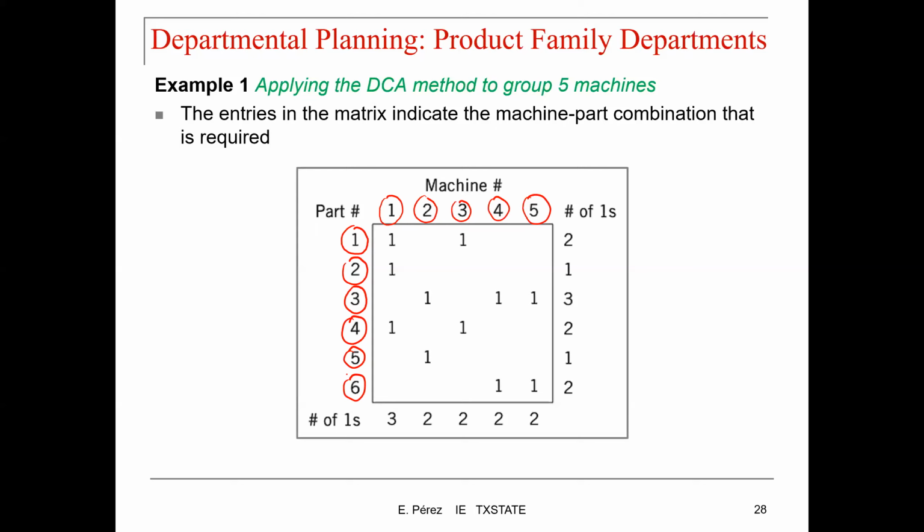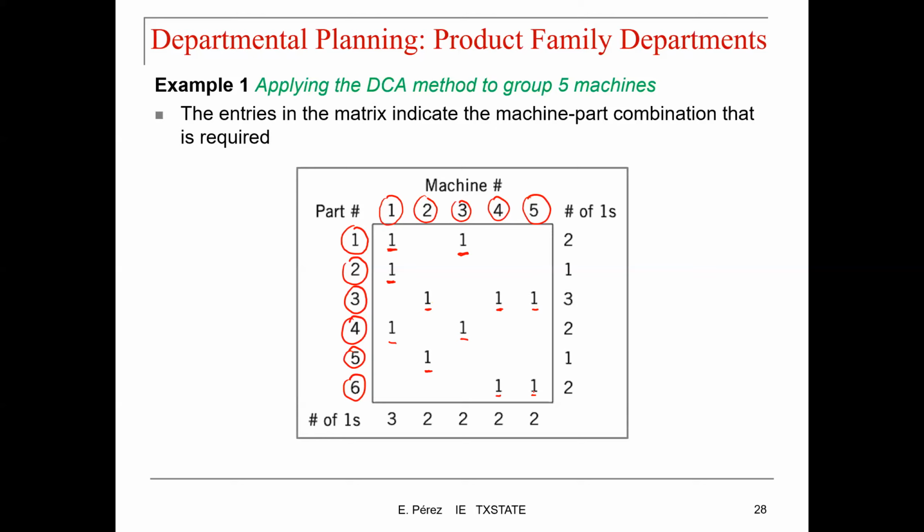A 1 means, for example, that part 1 is processed by machine 1. In this case, part 1 is also processed by machine 3. Part 2 is processed only by machine 1. Part 3 is processed by machine 2, machine 4, and machine 5. Part 4 is processed by machine 1 and machine 3. Part 5 is processed only by machine 2. And part 6 is processed by machine 4 and machine 5.